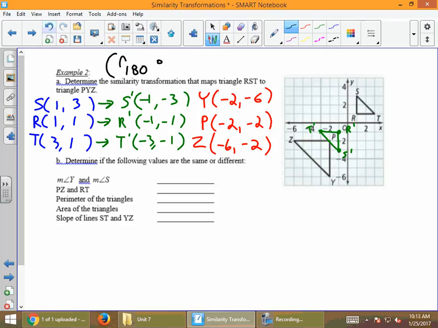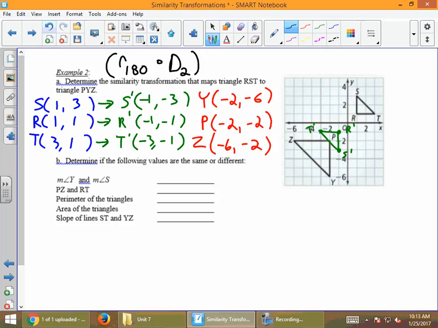Then what's my next thing I did? Going from green to red, I did a dilation, as represented by a capital D. What do we dilate by? 2. So I'll put a scale factor of 2. That's it. That's what I did.